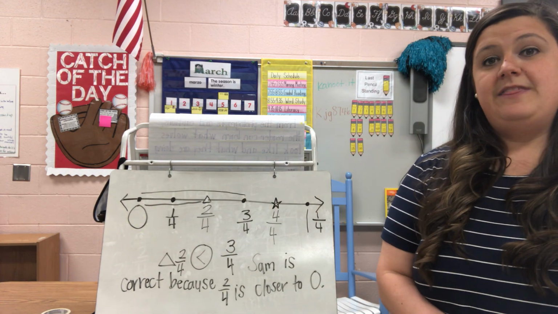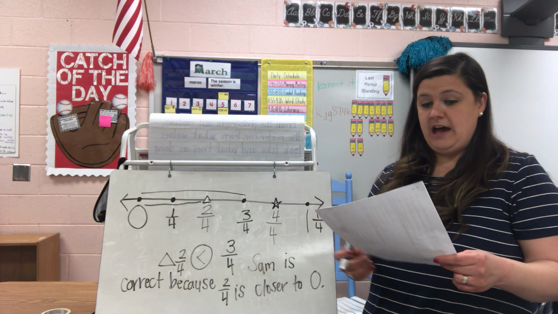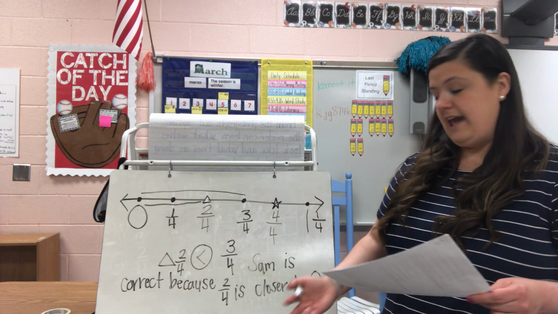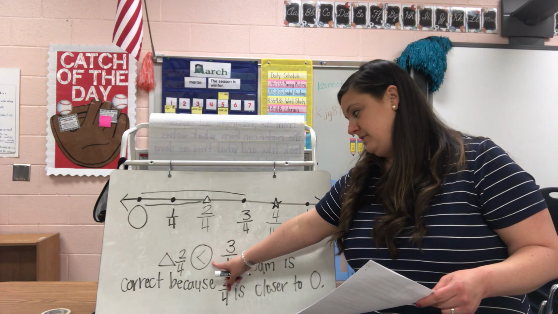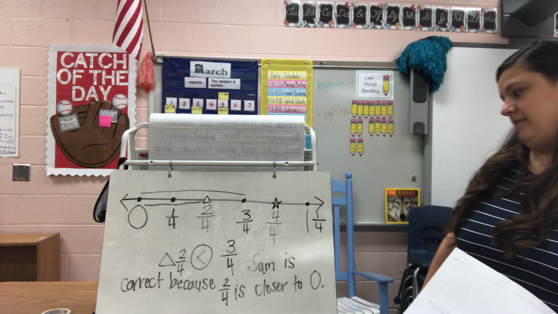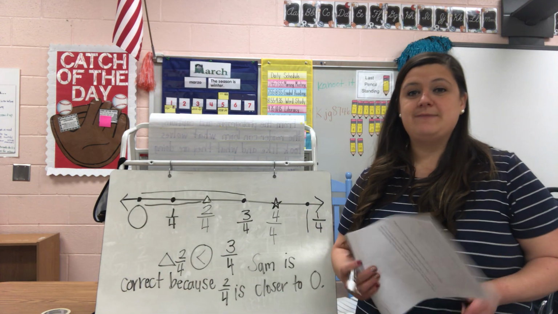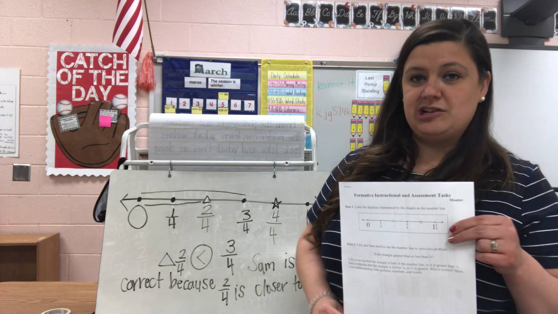So, this helps us show that we understand this task. We did part 1 and part 2, and we proved our answers with numbers, pictures, and words. Sam is correct because 2/4 is closer to 0. If you have any questions about this task, please reach out to your teachers.